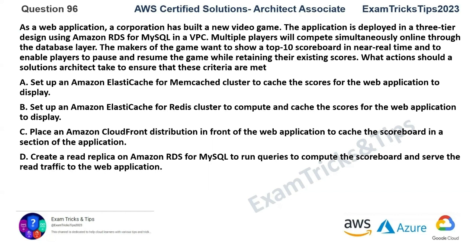So let's look at the keywords here. This is a video game scenario. That's the application built in a 3-tier design. And the database tier is Amazon RDS, and it's in a VPC. This is a multiplayer game, and your expectation is that the players will be competing simultaneously online through the database layer. And the requirement is that we need to have a top 10 scoreboard in near real time. So it's a near real time requirement. And players should be able to pause and resume the game, retaining their existing scores. So this is a stateful system.